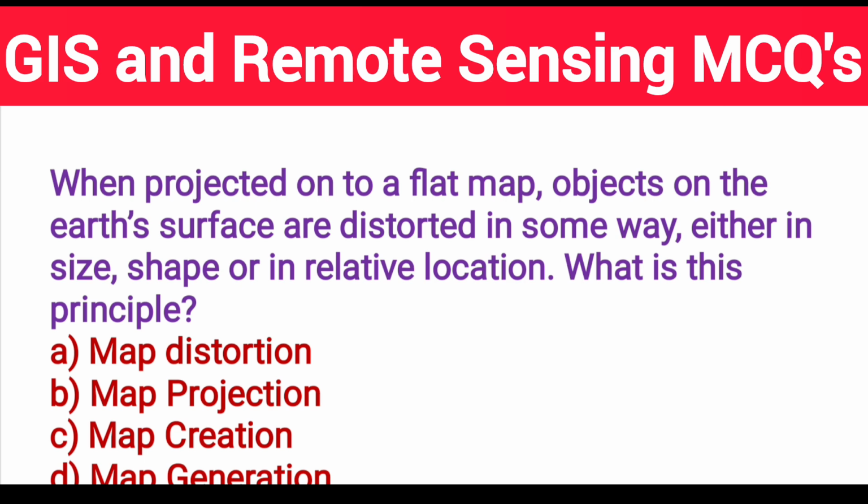Next question, when projected on to a flat map, objects on the earth's surface are distorted in some way, either in size, shape or relative location. What is this principle? Option A, map distortion. Option B, map projection. Option C, map creation. Option D, map generation. So the correct answer is option B, map projection.